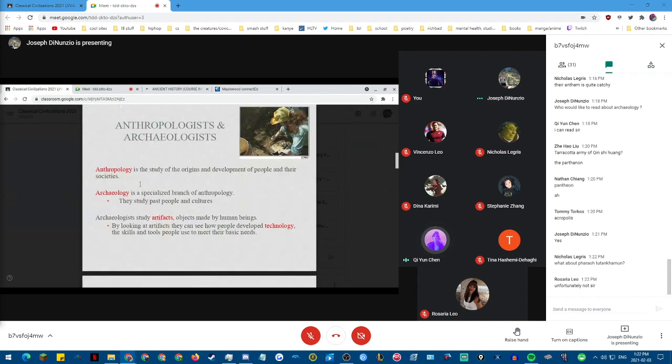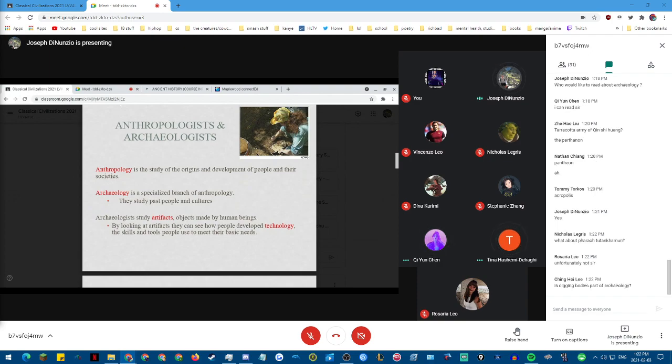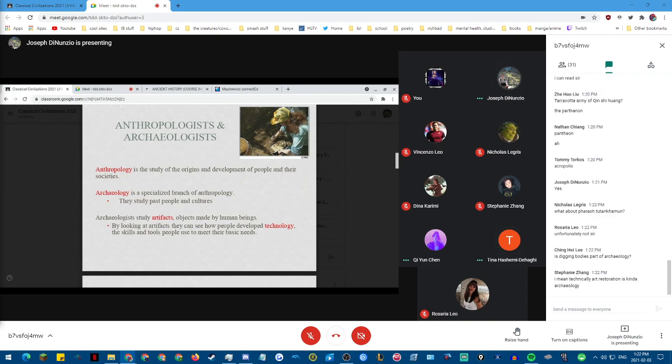Anthropologists and archaeologists. Anthropology is the study of the origins and development of people and their societies. Archaeology is a specialized branch of anthropology. They study past people and cultures. Archaeologists study artifacts, objects made by human beings. By looking at artifacts, they can see how people develop technology, the skills and tools people use to meet their basic needs. Good. So the focus here is artifacts. We're going to be focusing on a lot of artifacts from antiquity and ancient times.